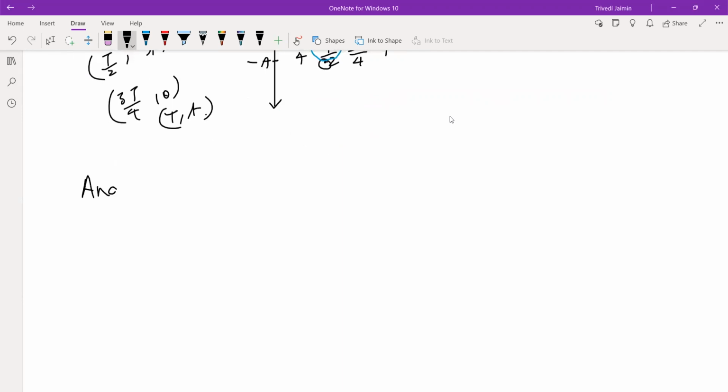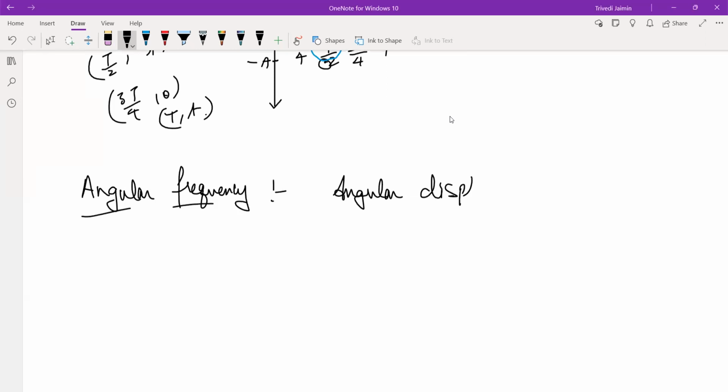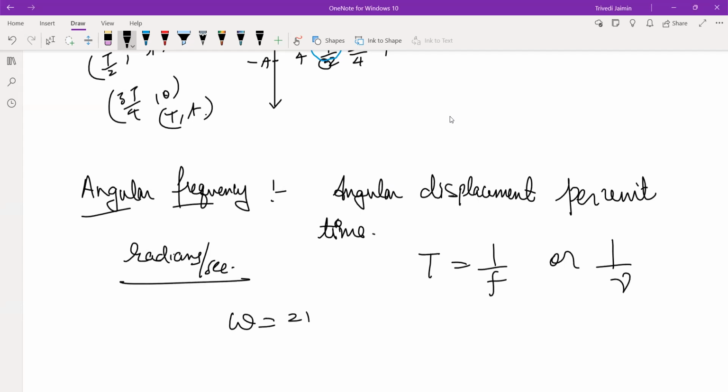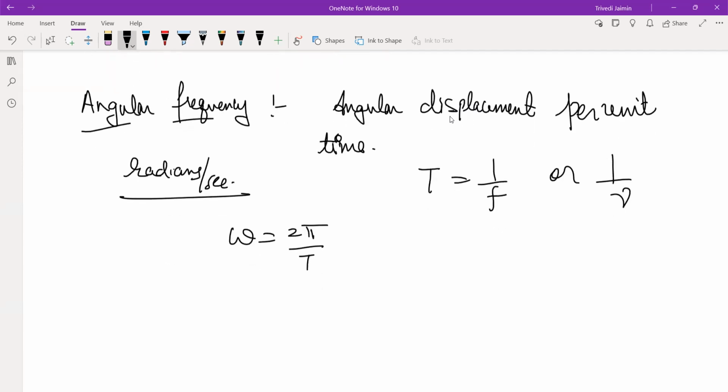Then let's do angular frequency. Angular frequency means angular displacement per unit time. Its unit is radians per second. So we know the formula T equals 1 by F, or 1 by nu. So we know the omega value is 2 pi by T. So 1 by T is frequency. So omega is 2 pi F, or 2 pi nu. In some books it's F, some books it is nu.